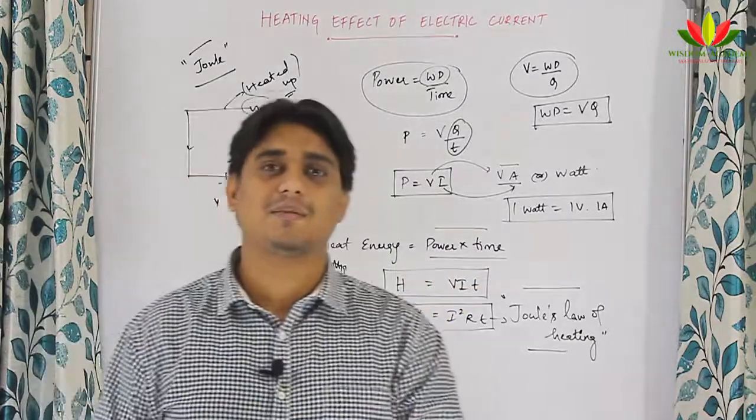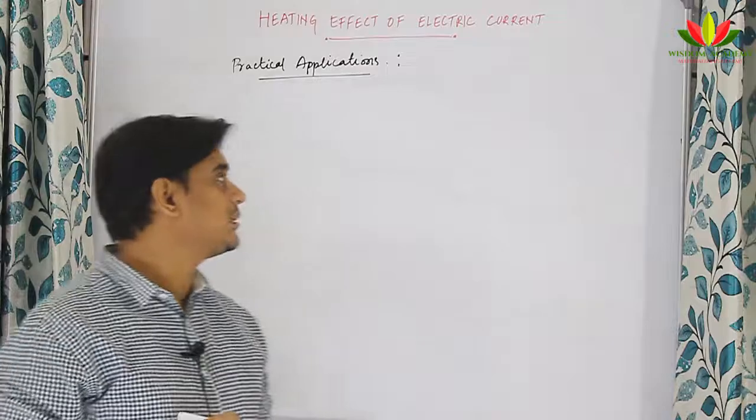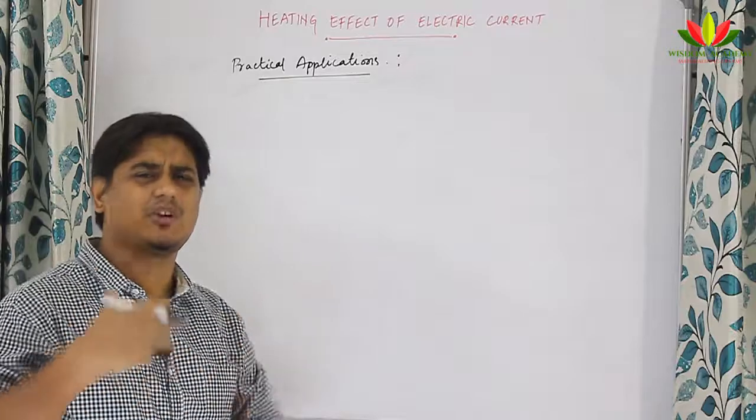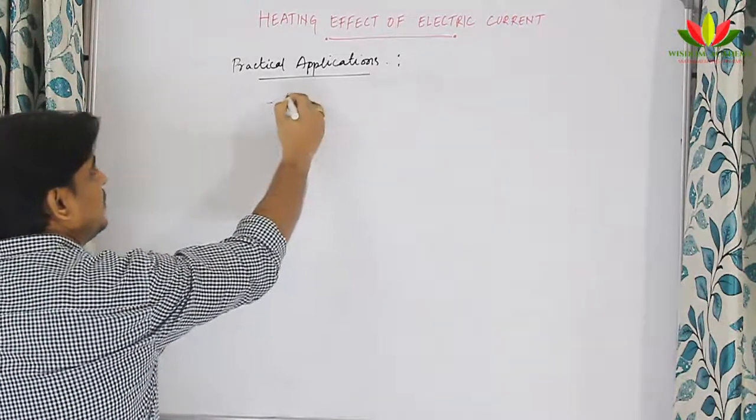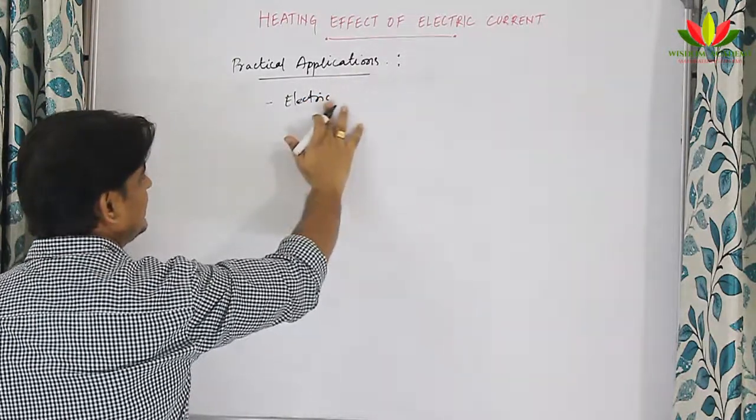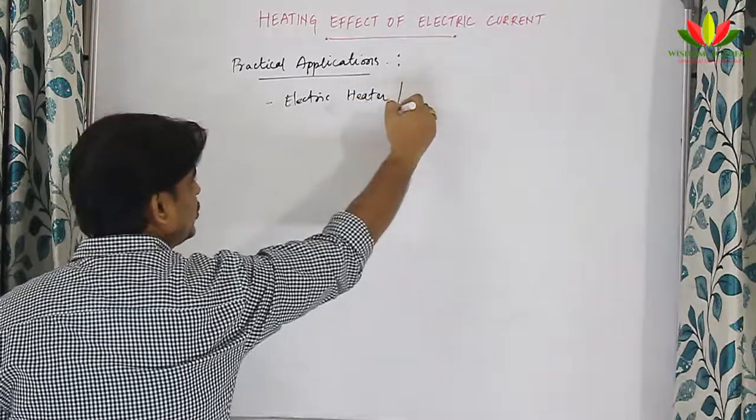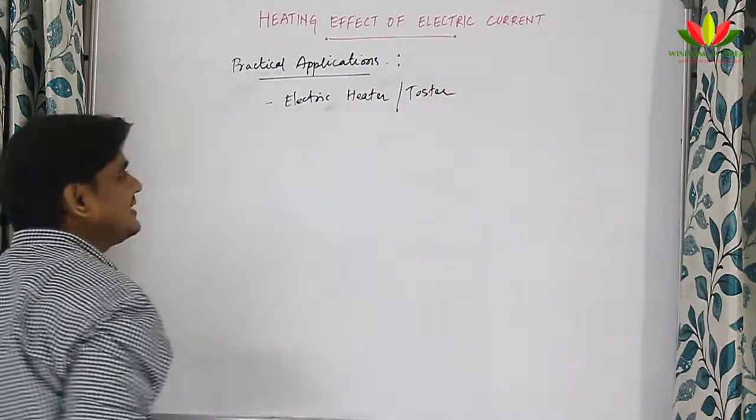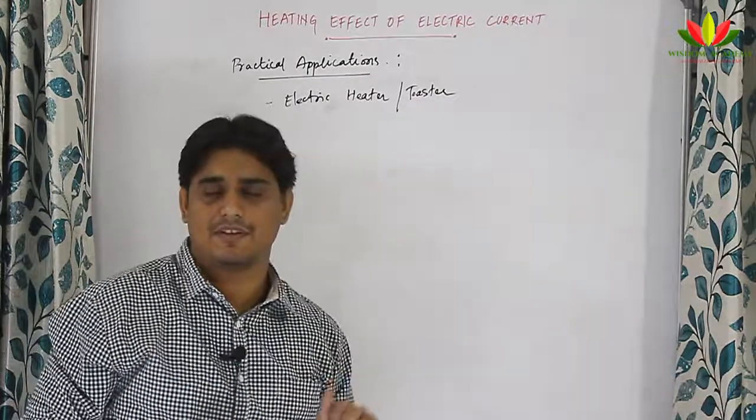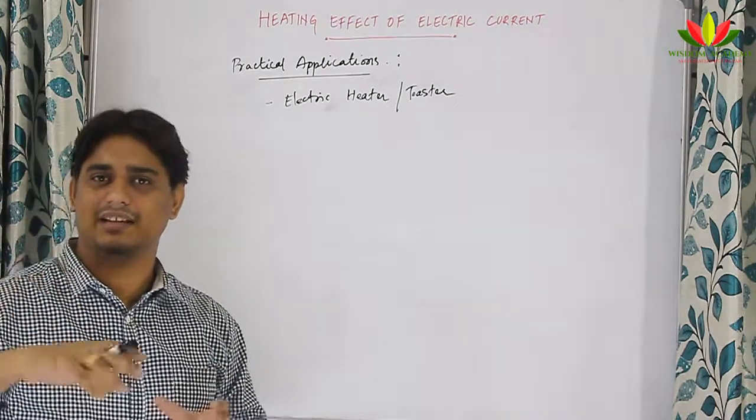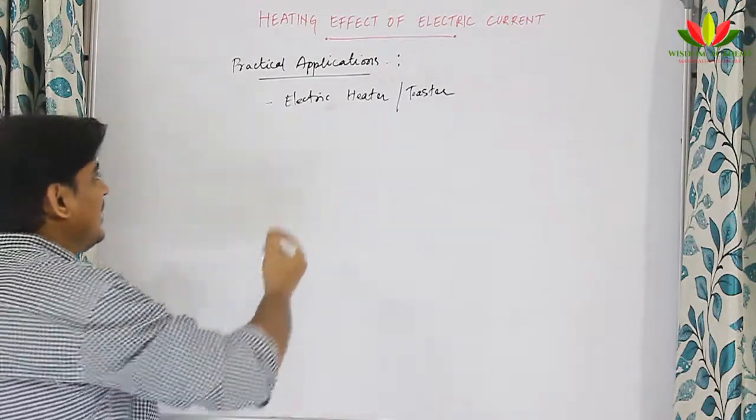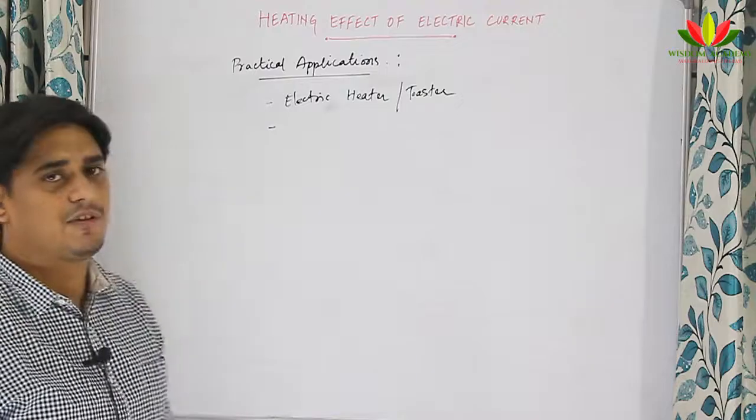We are going to discuss the practical applications of it. Some things are very common in use, like the electric heater, which is the most common application. We also have the electric toaster. These are the most commonly used applications of the heating effect of electric current, where switching on the current heats the plate, and we use it for cooking.